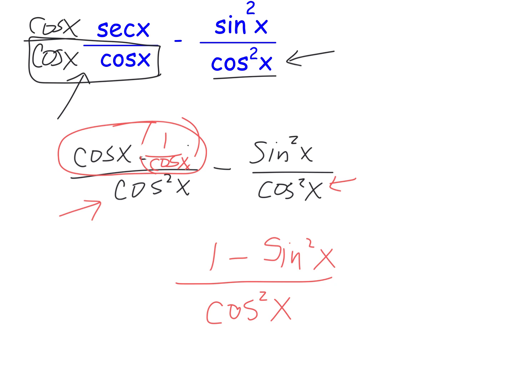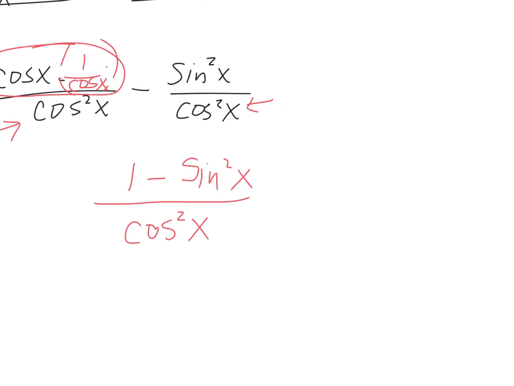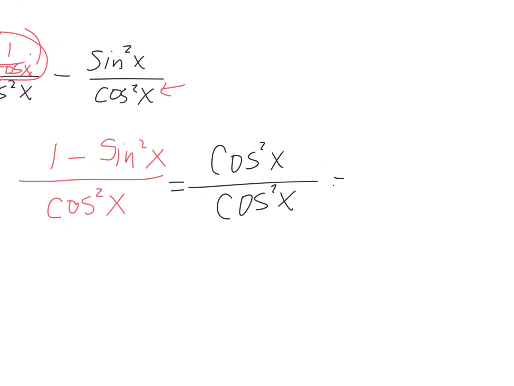Winston, do you know what 1 minus sine squared is yet? Did you write it on the sheet? Cosine squared. Ah, good. It kicked in. And now that it's cosine squared over cosine squared, what's the final answer, Winston? Cosine? Nope. Oh, 1. There you go.